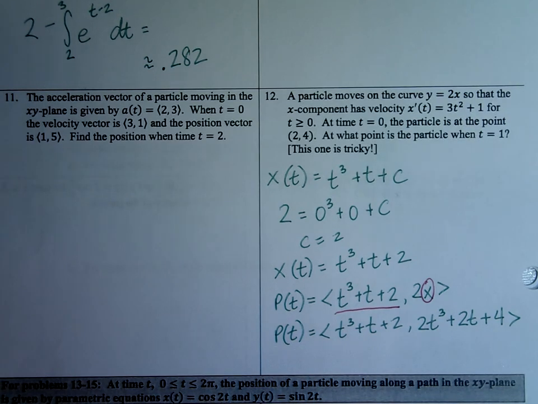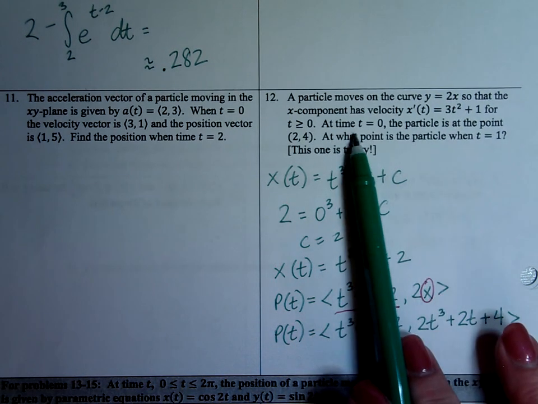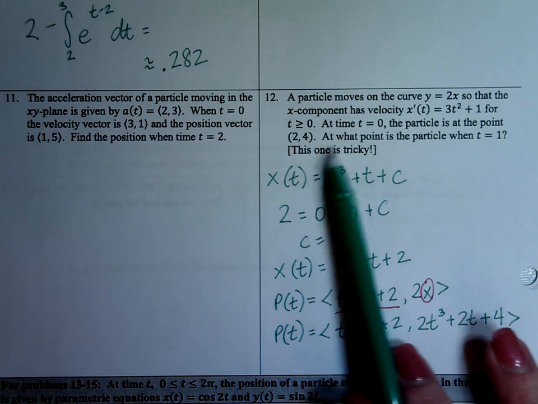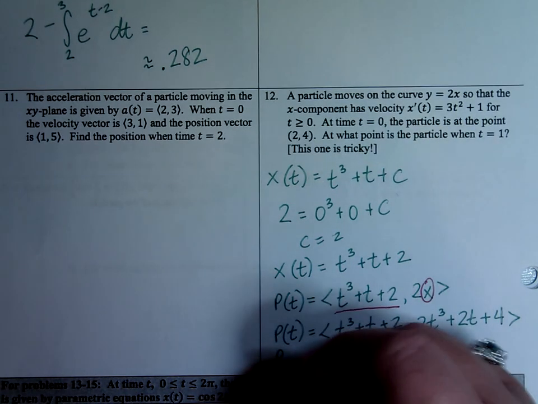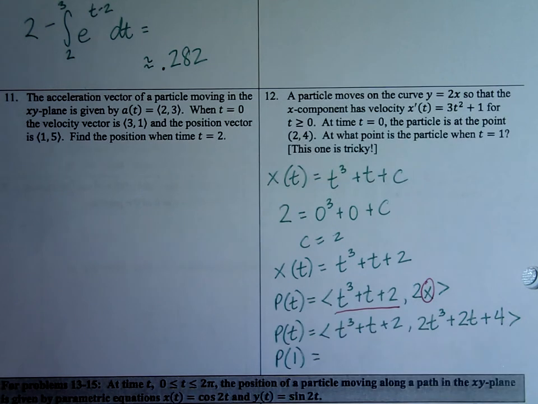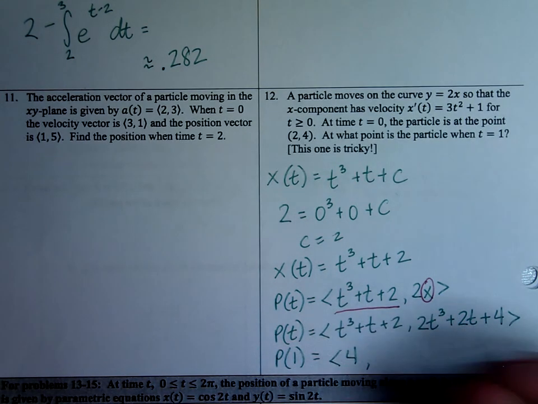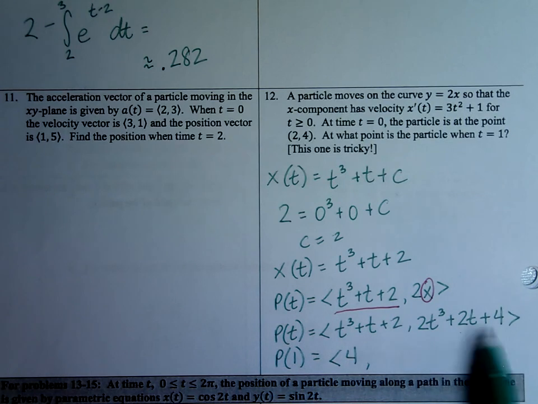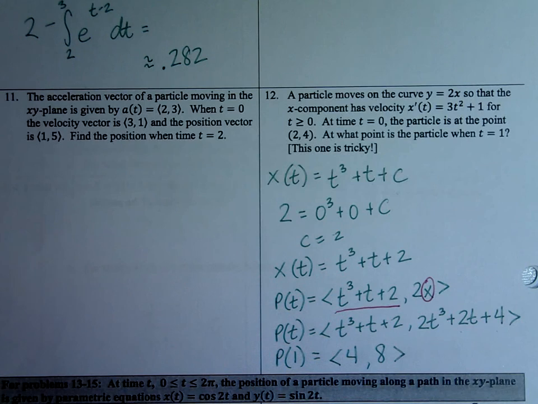So let's see if we answered their question. At time t equals 0, the particle is at the point 2, 4. At what point is the particle when t is 1? So you're going to make your position formula p of 1. You're going to plug it in. 1 plus 1 plus 2 gives you a 4. 2 plus 2 plus 4 gives you an 8. And there it is when time is 1, when t equals 1. So that should do it.